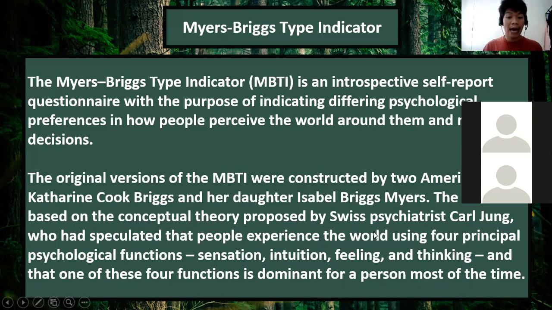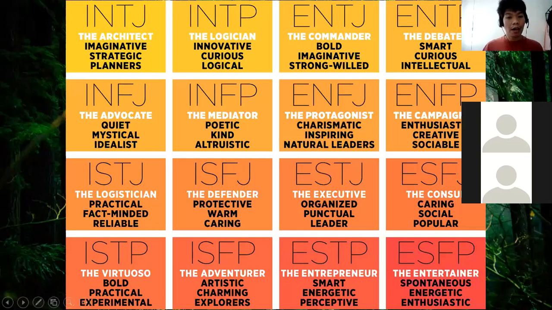Carl Jung is another psychiatrist. He is also prominent in this field, the field of psychology. So, itong Myers-Briggs Type Indicator, based siya ito for psychological functions. So, depende kung unsa ang dominant sa isa ka tao. So, these are the 16 types of personality according sa Myers-Briggs. We have the INTJ, INTP, ENTJ, ENTP, so on and so forth.